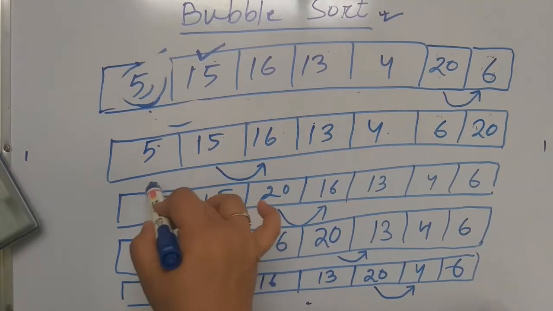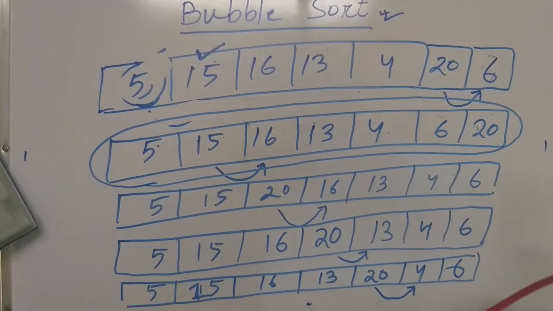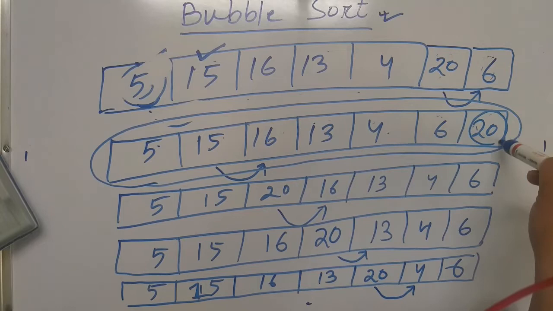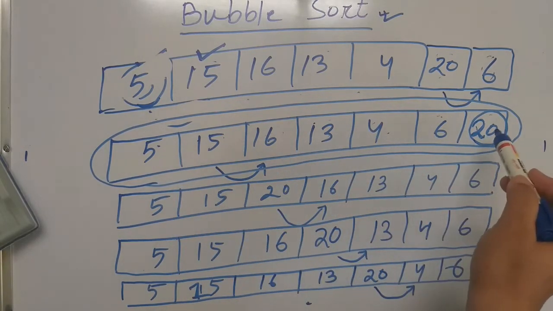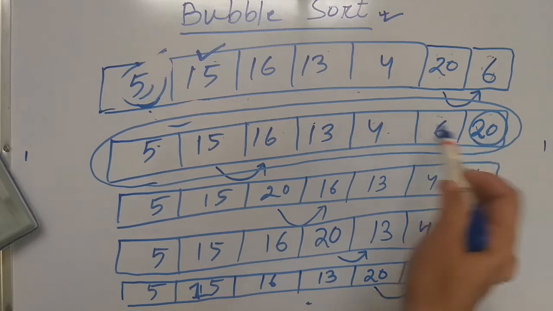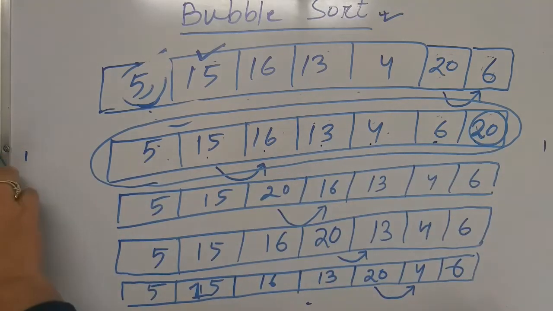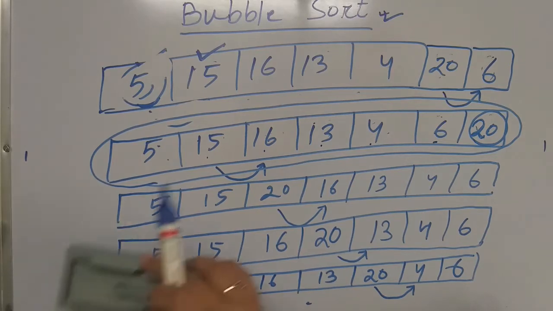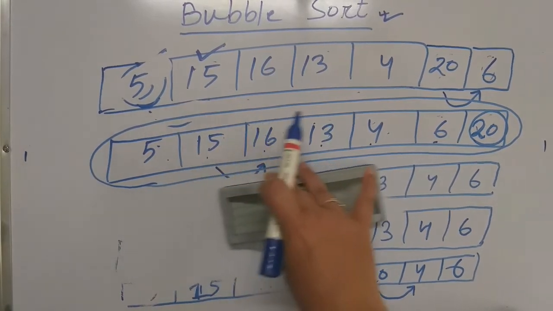Look at this result. Whenever we get this result, the 20, which is the highest element, gets its appropriate position. Among the list, the highest is 20, and it gets its appropriate position. Counting 1, 2, 3, 4, 5, 6, 7, how many elements are there? 7 elements. In bubble sort, 20 gets its appropriate position after the first pass.